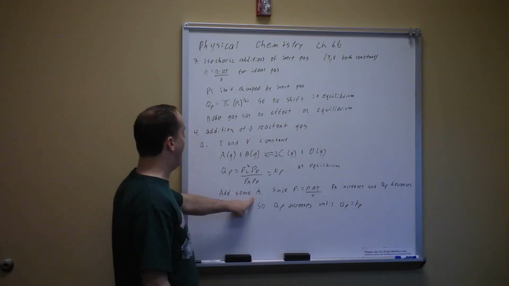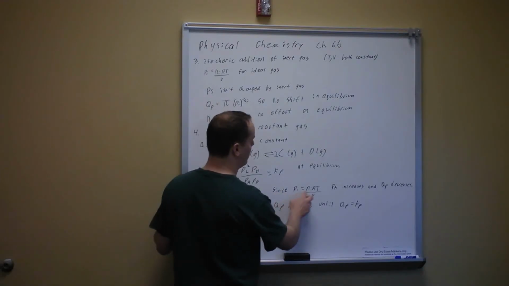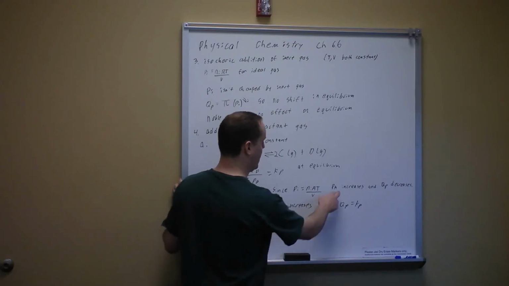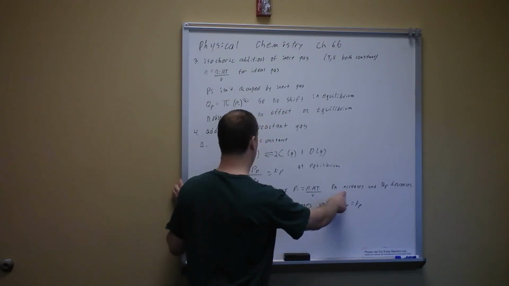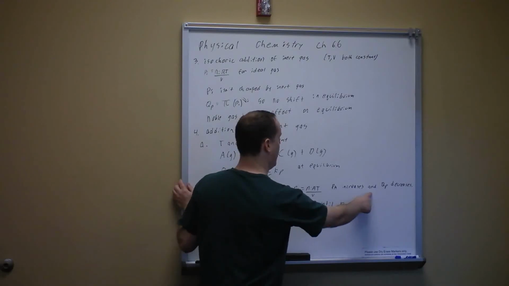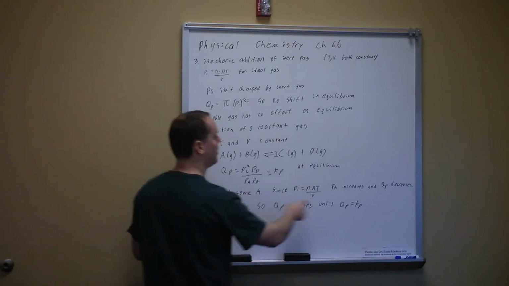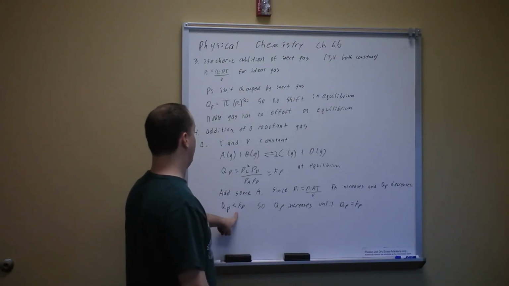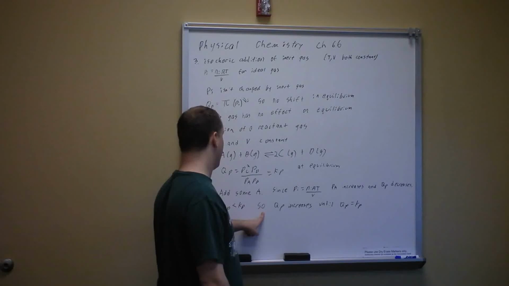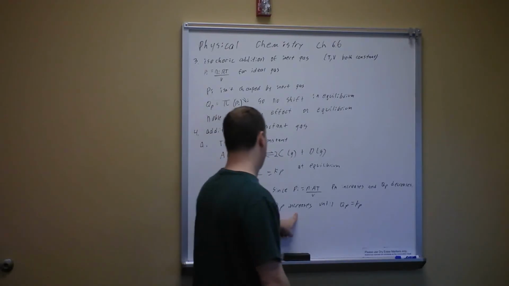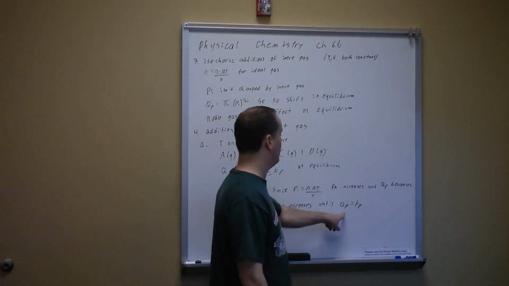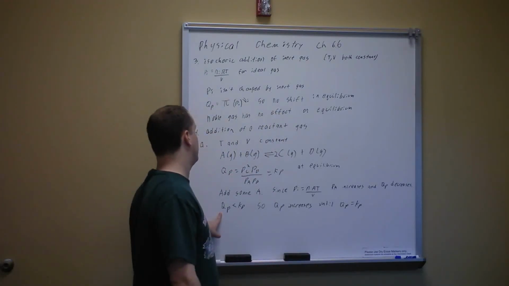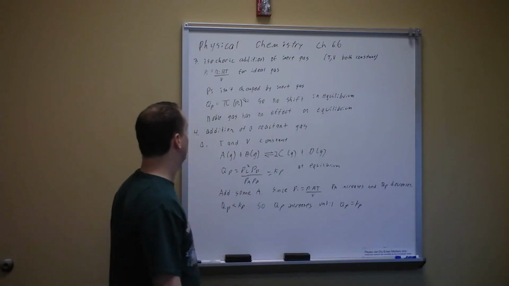Now let's say we add some of A. Well, since Pi equals Ni RT over V, just like we had before, that means adding some A increases Pa. But since A is a reactant, it's on the bottom, that's going to make Qp decrease. So now we have Qp is less than Kp. So what that means is that Qp is going to increase until it is equal to Kp again. And of course, for Qp to actually do that, you're going to end up with more products.